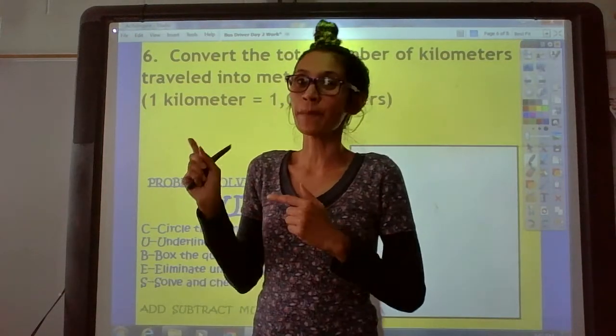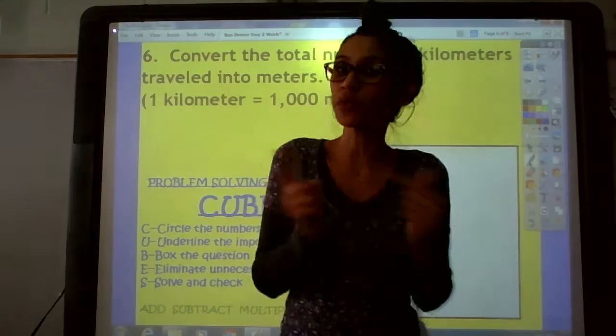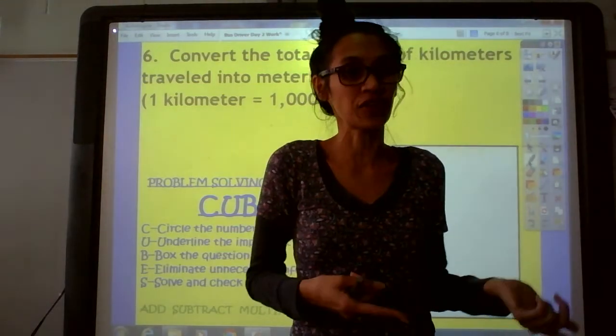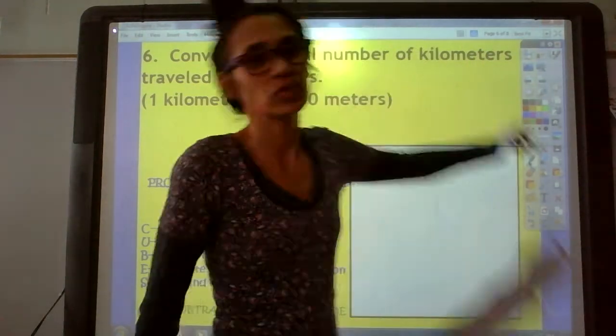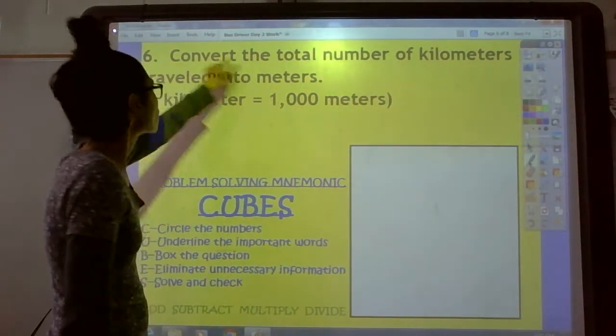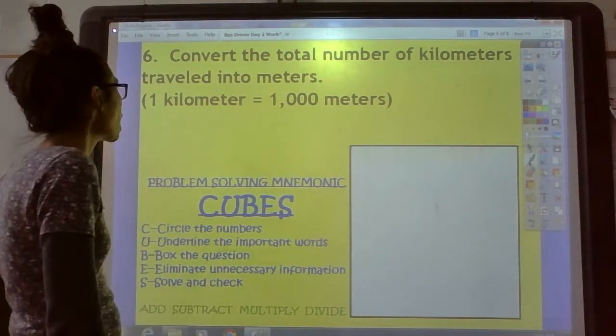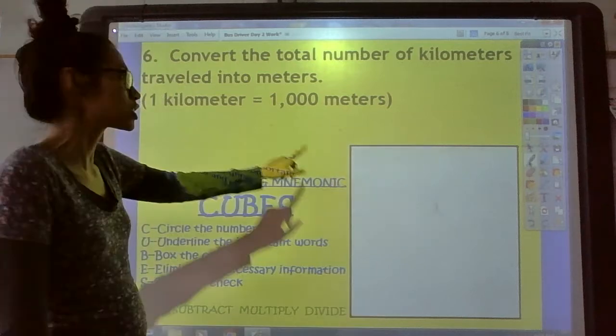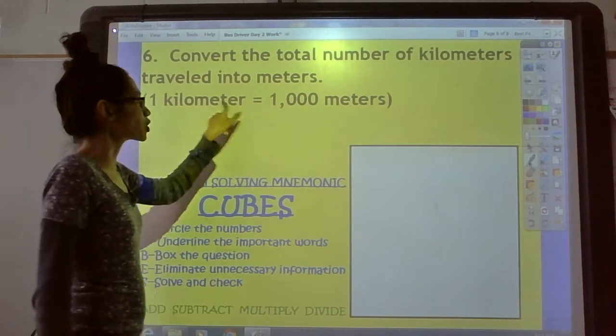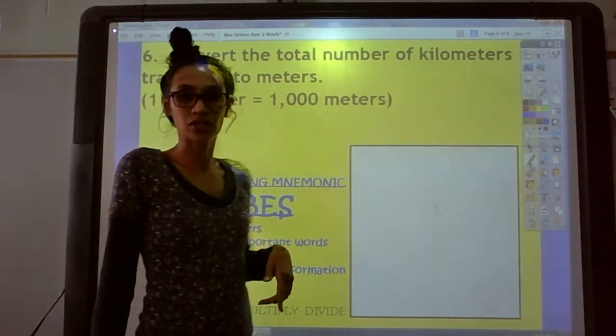This is question number 6. If you need help with the other questions, make sure you find the other videos. All right, so let's read that with me. It says, convert the total number of kilometers traveled into meters. And there's a conversion factor for you right there. 1 kilometer equals 1,000 meters.